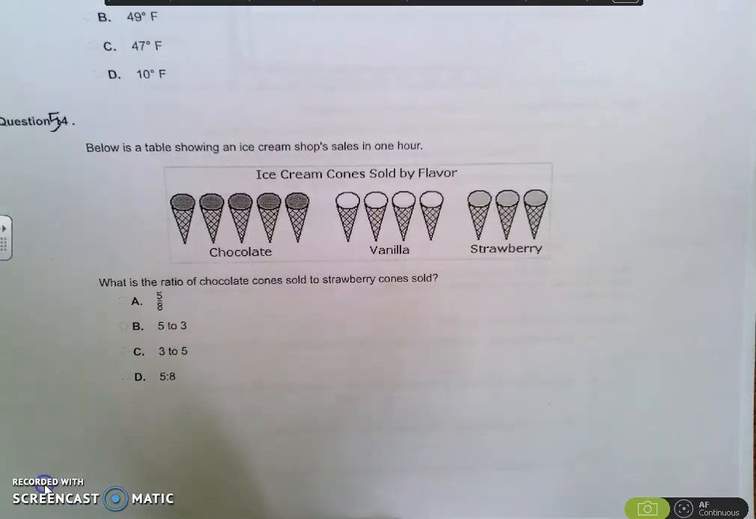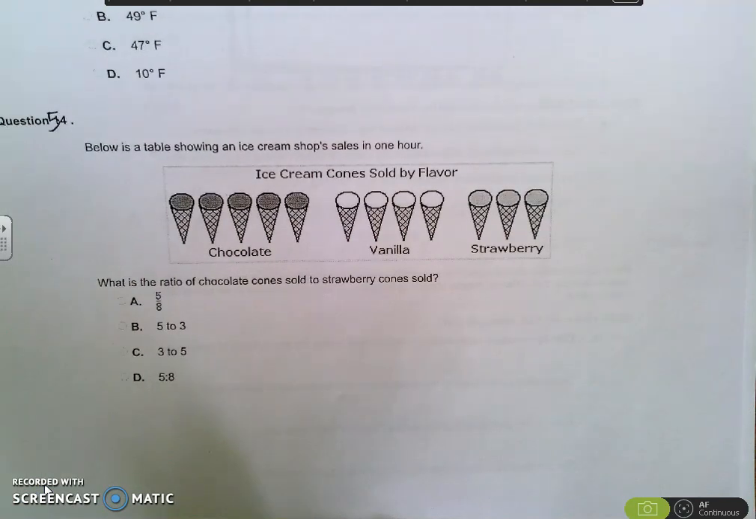Question 54. B. A ratio represents a comparison between two different values. The ratio of chocolate cones sold to strawberry cones sold can be expressed in three ways. The first way you could have said 5 to 3. The second way you could have represented 5 with a colon and then 3. Or a third way could have been 5/3 in fraction form.